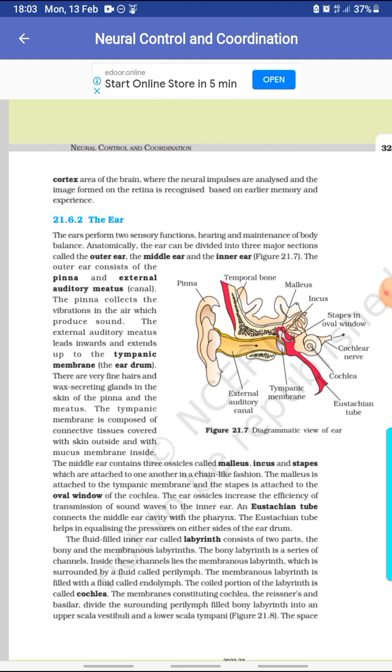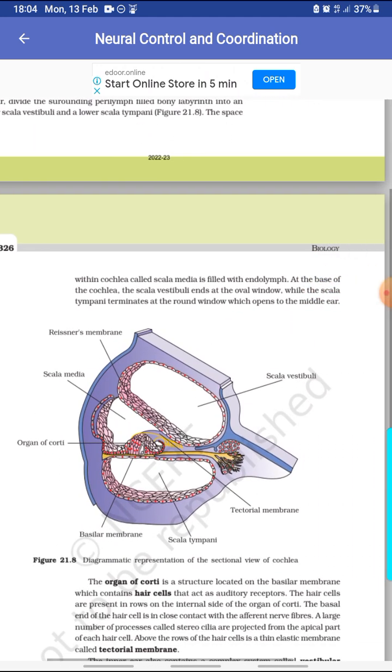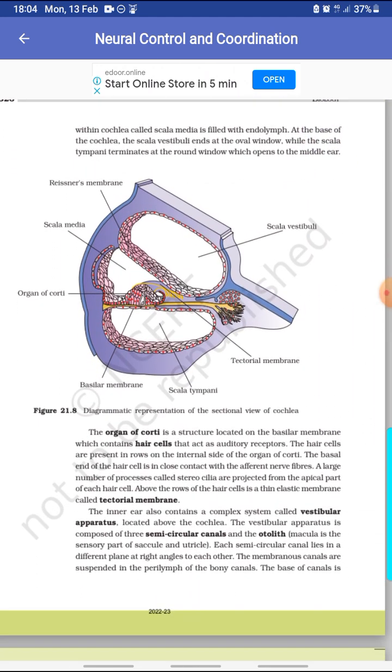The membranes constituting cochlea, the Reissner's and basilar, divide the surrounding perilymph filled bony labyrinth into an upper scala vestibuli and a lower scala tympani. The space within cochlea, called scala media, is filled with endolymph. At the base of the cochlea, the scala vestibuli ends at the oval window, while the scala tympani terminates at the round window which opens to the middle ear.